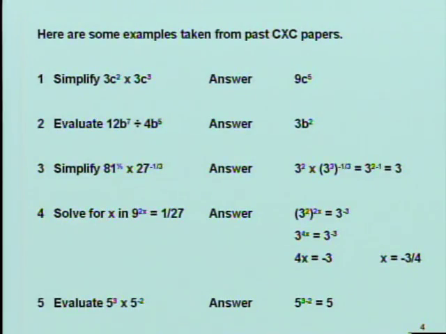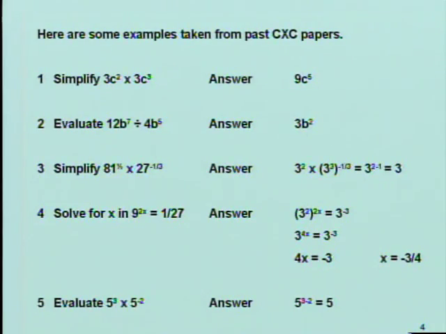Here are some examples taken from past CXC papers. The first one, simplify 3c squared times 3c cubed. The answer is 9c to the 5th power. 3 times 3 is equal to 9. C squared times c cubed would be c to the power 5, that is 2 plus 3.